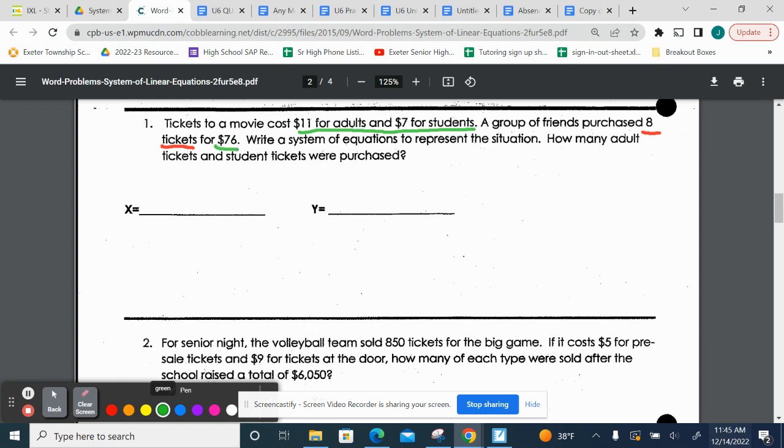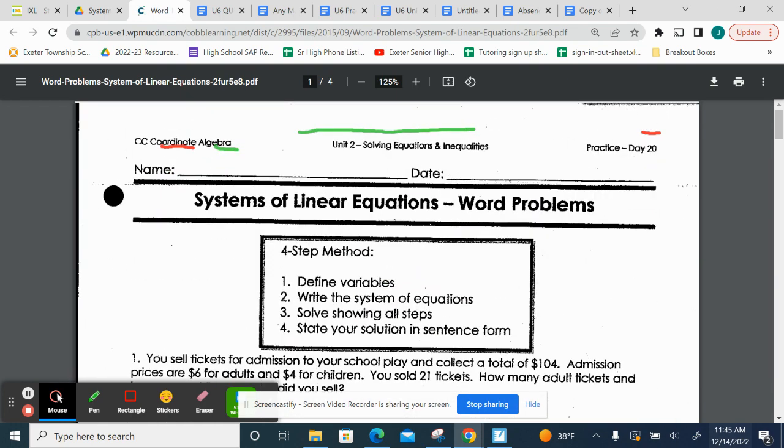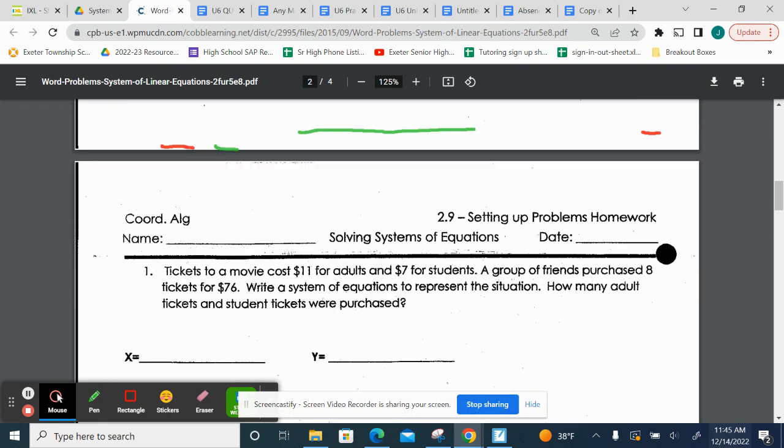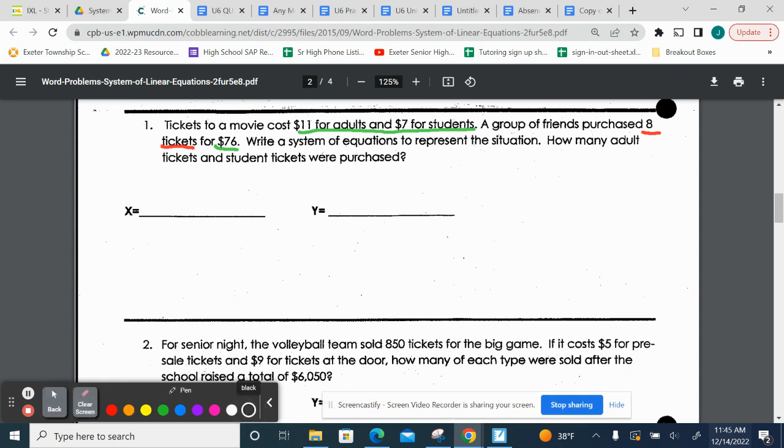So step 1, right? It's the 4-step method. Define the variables. So basically, what don't we know? And look, on the back it uses X and Y. I'm not going to do that. I'm going to use a variable that helps us to remember, so at the end we're not confused about what means what. You can certainly use X and Y. That's fine. But I'm going to use A and S.